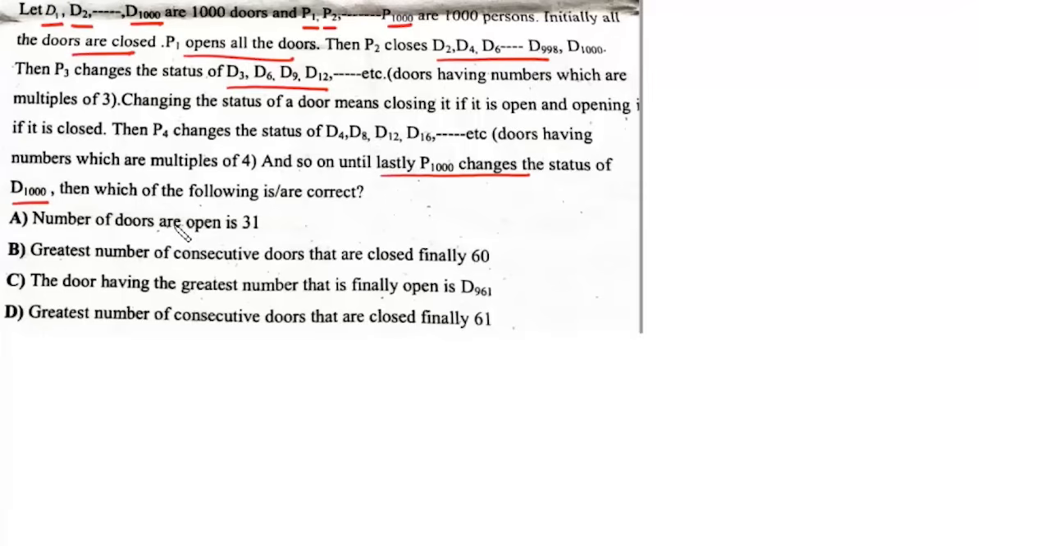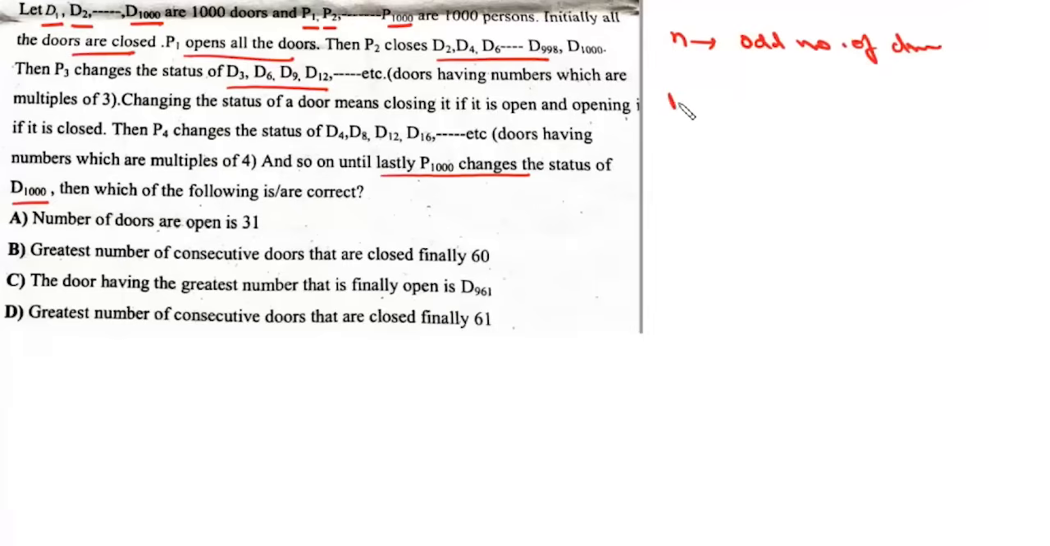Now we know that any door will only be touched by a person whose number is one of the divisors of the door number. Say door number 6 will be touched by P1, P2, P3 and P6. So any door can only be touched by a person whose number is a divisor of the door number. Now we need to find how many doors will be open. So a door will be open when it is touched by an odd number of people. So it will be touched by an odd number of people if the number has an odd number of divisors. So all the doors which are open will have numbers which have an odd number of divisors.